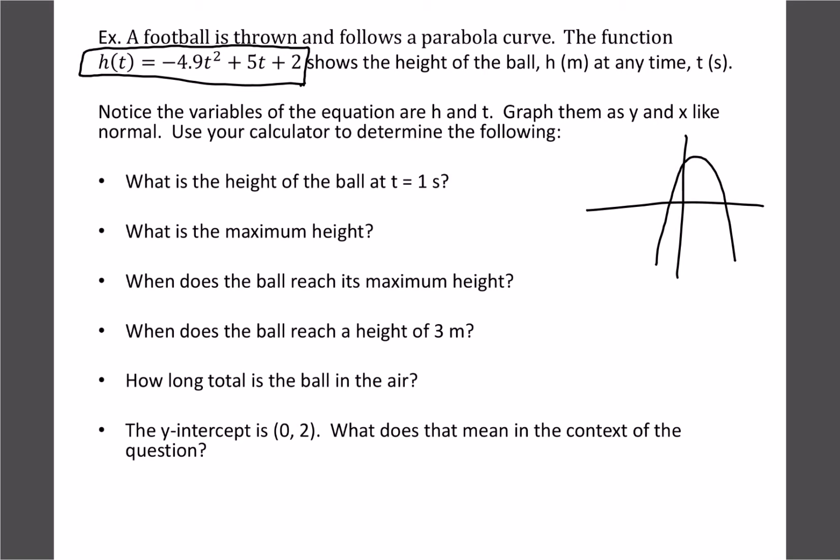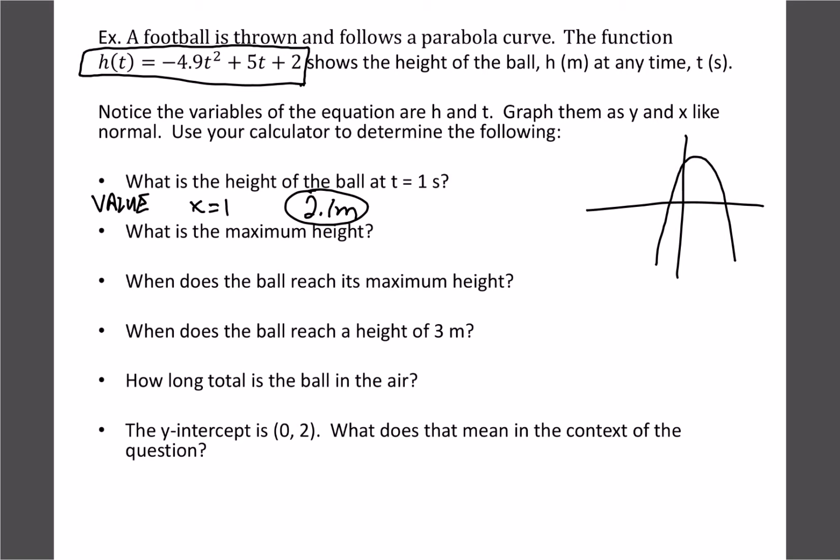So now let's answer our question. The first question is asking, what's the height of the ball when t equals 1? On our calculator, we can figure out any height by using value. So if we go second calc value, we can put in an x of 1 for our time, and your calculator should give you the corresponding height, which is 2.1. So 2.1 meters would be our answer.